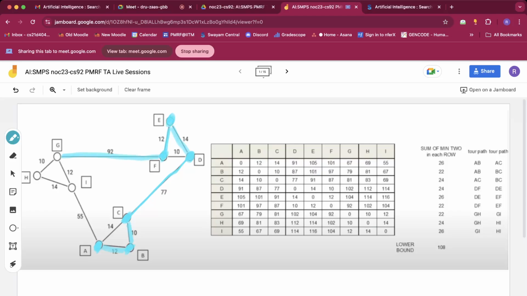Then we go to G, H, I, and then back to A, and this completes our tour. Okay, and if we just sum up all the path edges that we encountered and report their total sum, that will give us the optimal cost of the optimal tour.